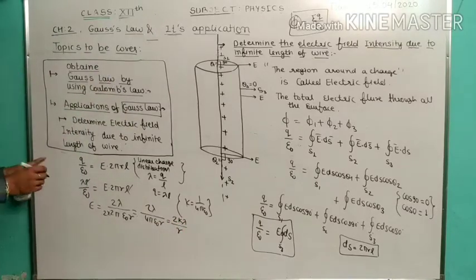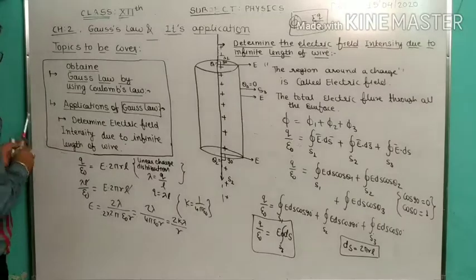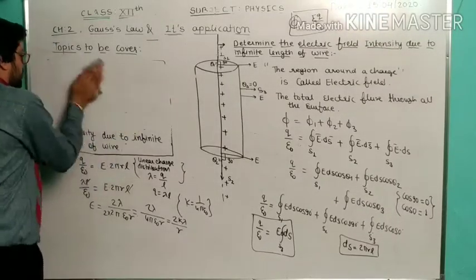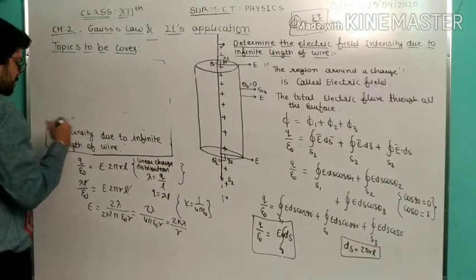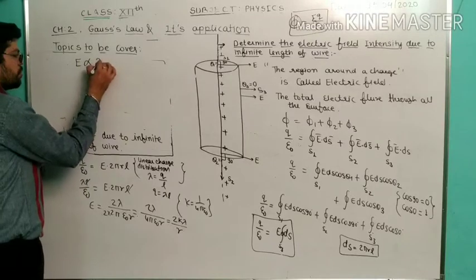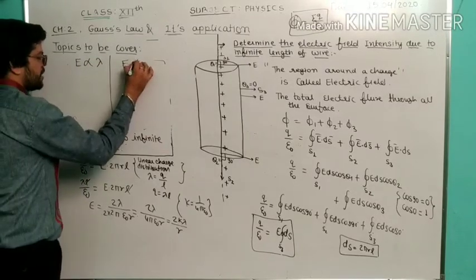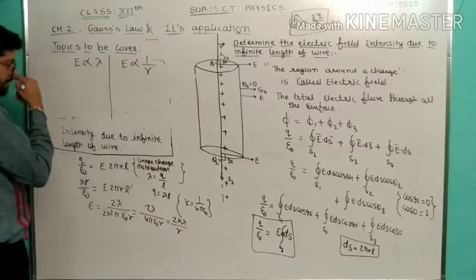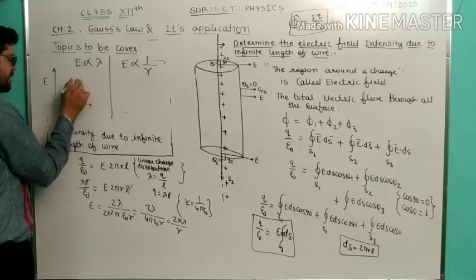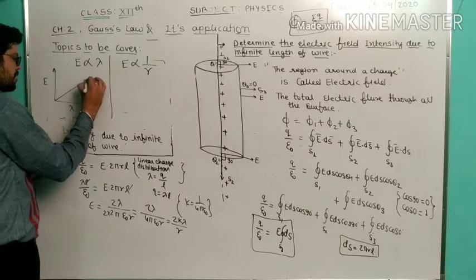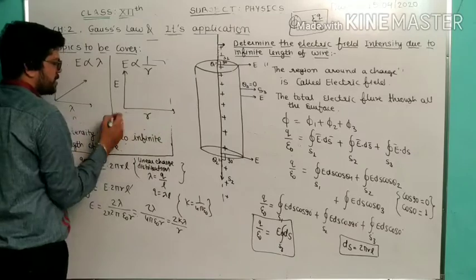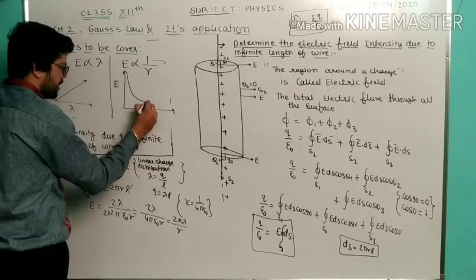Now I have to draw the graph. So what are the graphs I am going to cover here? The graph is between, you can look at the expression here. E is proportional to lambda, number 1. Another is proportional to 1 upon r. So directly proportional: the graph between electric field and linear charge density is a straight line, and the graph between electric field and the distance is in decreasing order.